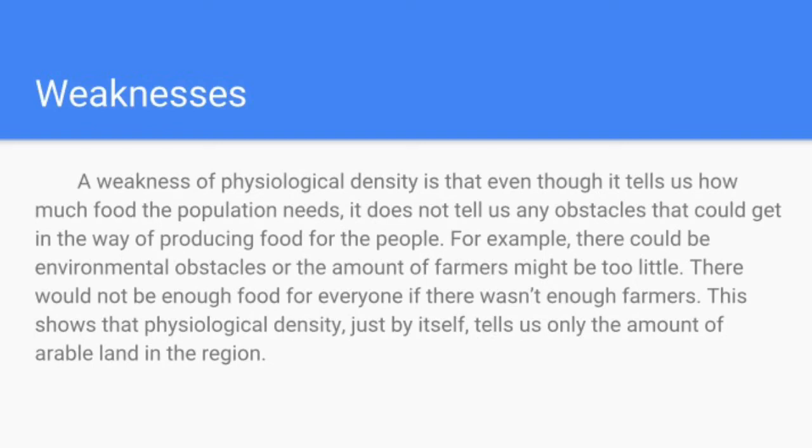A weakness of physiological density is that even though it tells us how much food the population needs, it does not tell us any obstacles that could get in the way of producing food. For example, there could be environmental obstacles or the amount of farmers might be too little. There would not be enough food for everyone if there weren't enough farmers. This shows that physiological density just by itself tells us only the amount of arable land in the region.